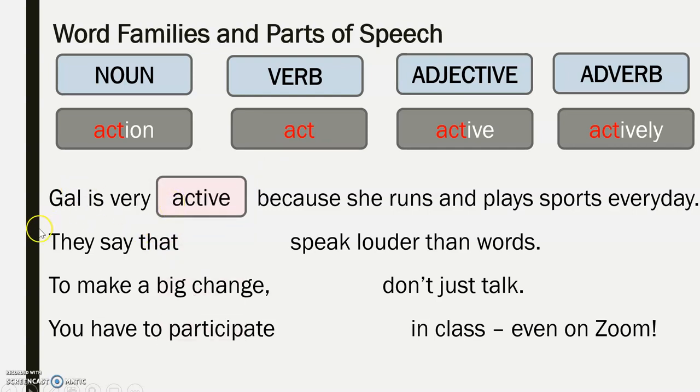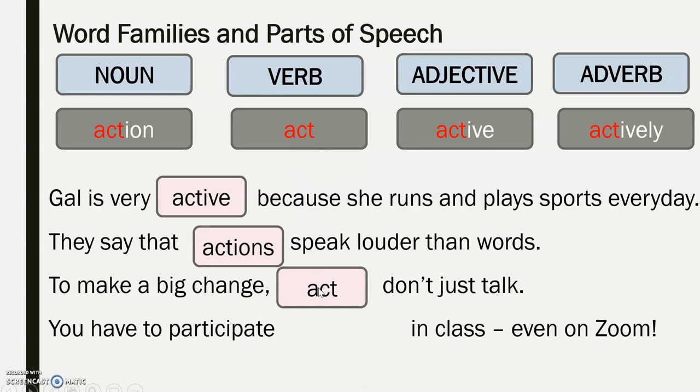active. They say that actions speak louder than words. Something. So we need probably a noun. Let's see, is that action? They say that actions speak louder than words. To make a big change, don't just talk. We need a verb. So here we would have act. And here you have to participate. How do we participate? We have to participate actively in class, even on Zoom.